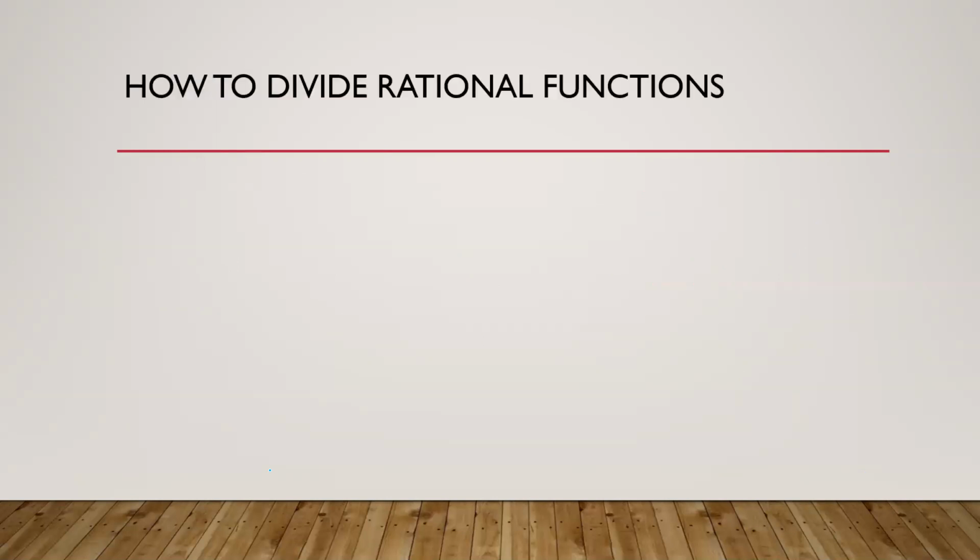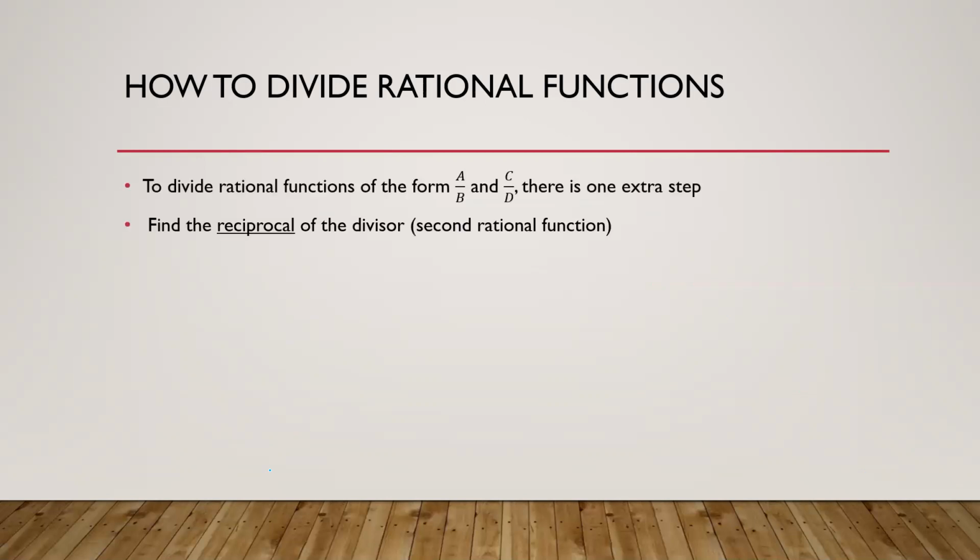So how do you divide rational functions? To divide rational functions, it's actually not too bad. All you're really doing is switching your division question into a multiplication question. Remember that when we divide by a fraction, you simply multiply by the reciprocal of the divisor, the second rational function, the second fraction. Because we're talking about rational functions, we're simply finding the reciprocal of the divisor.